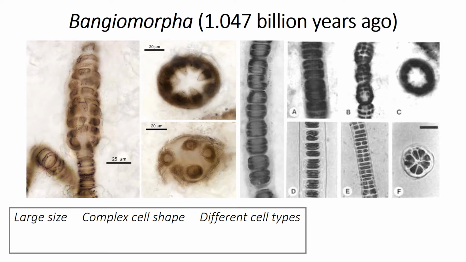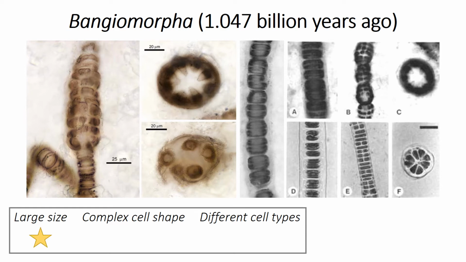So let's look at some fossils. So here's an organism named Bangiomorpha, which lived just a little over 1 billion years ago. So let's look at our 3 possible indicators for eukaryotes and how does Bangiomorpha do. Well, first, the cells are pretty large. You can see the scale bars in some of these. They're typically 10 to 25 microns in size. That's within our normal range for eukaryote cells and much bigger than most bacterial cells are. So, check. We'll give it a check for that.